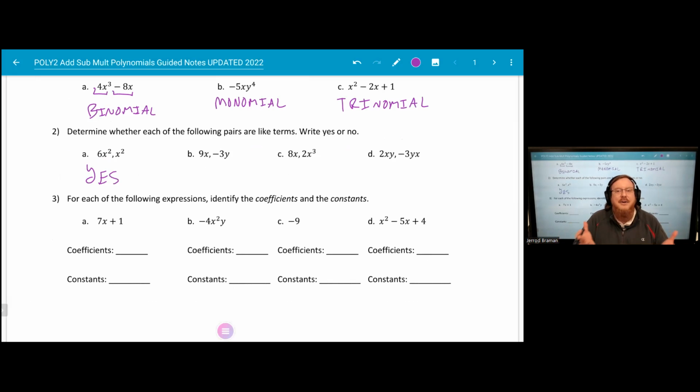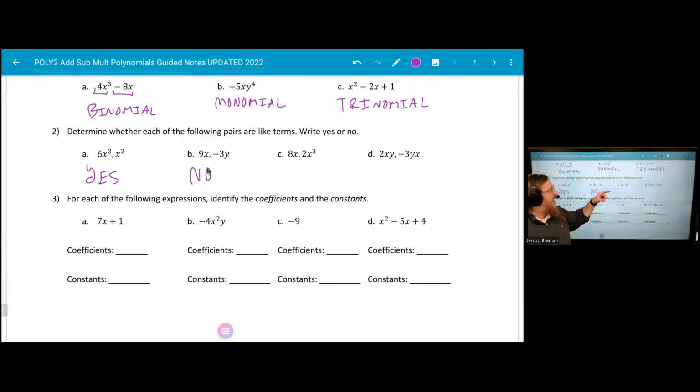For part B, I've got 9x and negative 3y. I cannot add or subtract those. I cannot combine those together because they have different variables. It doesn't even matter with the exponents. They've just got different variables. This is a no. What I need you to do is check C and D and look at D.